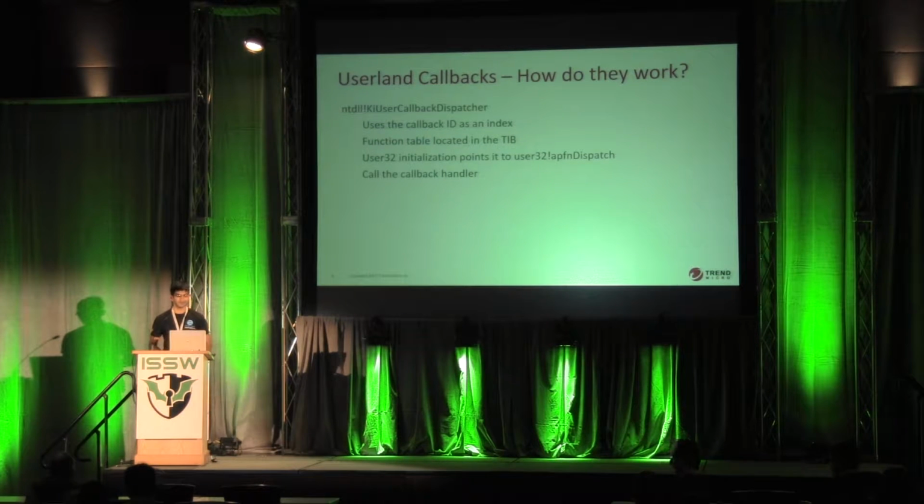Once we're back in Userland from the kernel call, we make it into NTDLL KiUserCallbackDispatcher, and as I said, it uses the callback ID as an index. The function table is located in the TIB. Actually, it's in the thread info object. User32 initialization will, as part of loading user32 and making any user32 call that eventually makes it into Win32k, have your thread get all those pointers initialized for you. Specifically, you'll get it pointing to user32's apfnDispatch, which is hard-coded in the module itself, but you can point that to whatever you want.